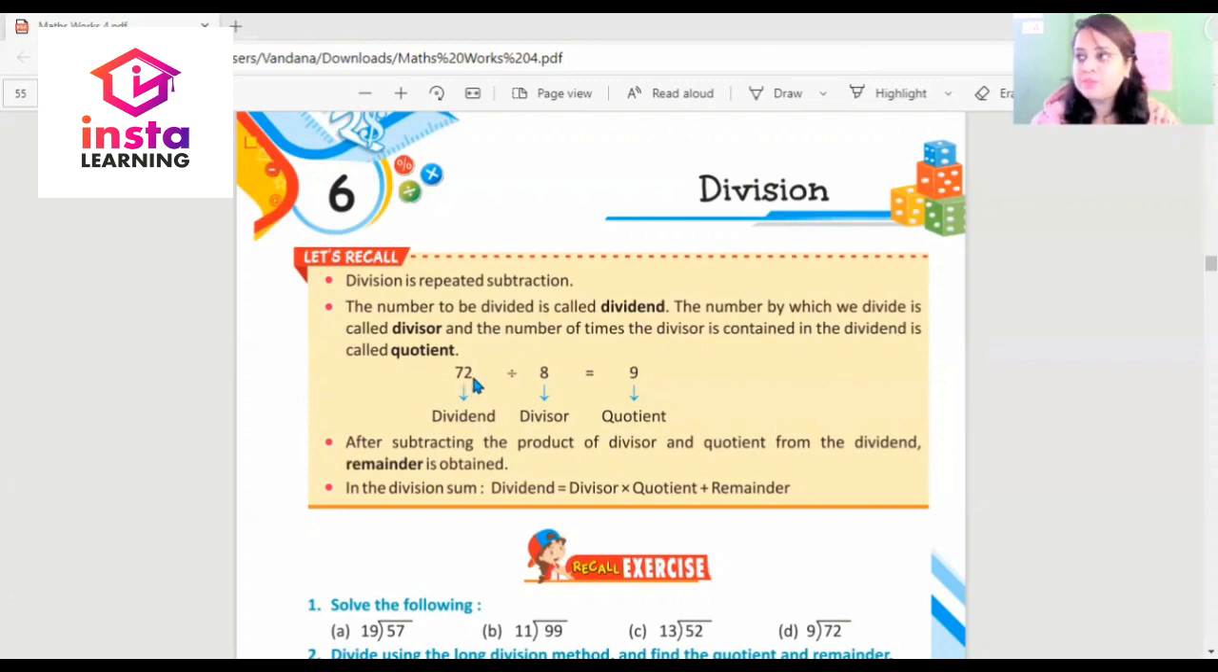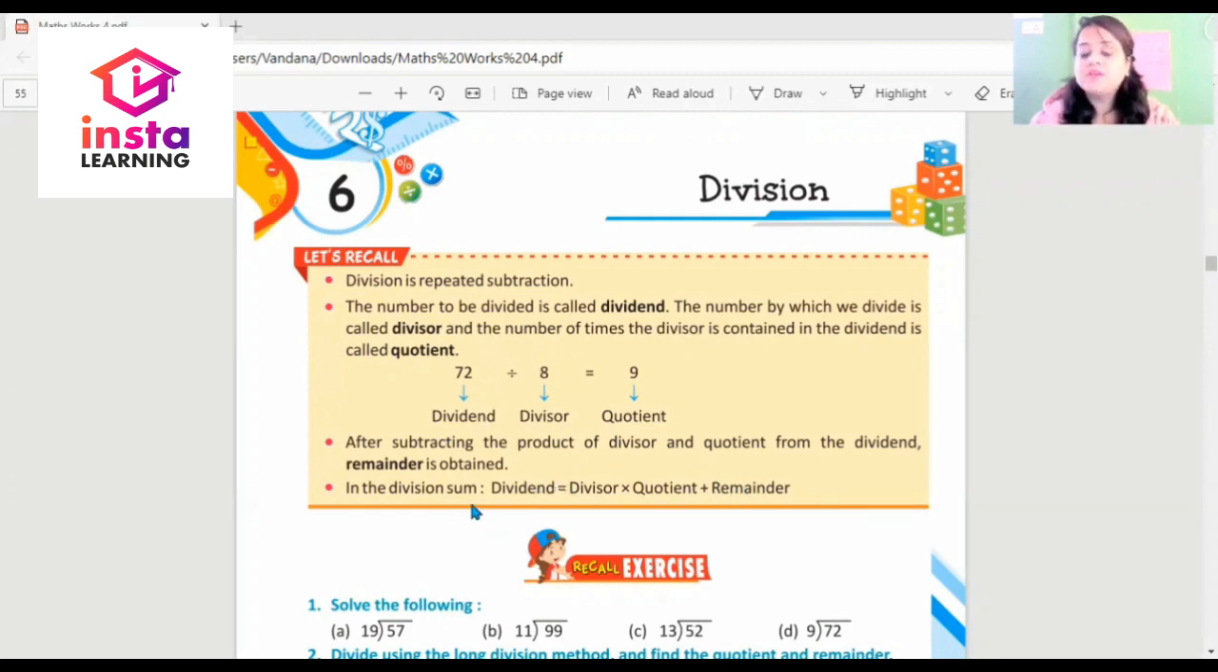If the number is 72, then the sign of divide, and the number 8. 72 is called the dividend, then the sign of divide, and 8 is your divisor. So you will get the answer, the quotient. And after subtracting the product of the divisor and quotient from the dividend, you will get the remainder. In division sums, dividend is equal to divisor multiplied by quotient plus remainder. It is the rule to find out the dividend. So you have to remember this.